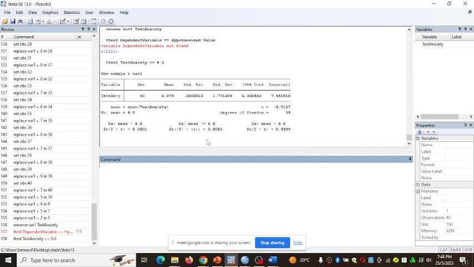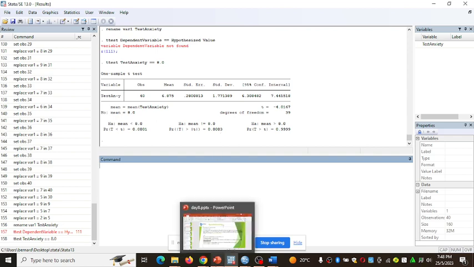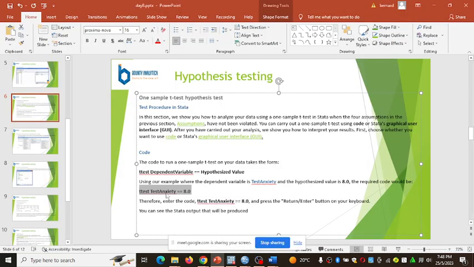Okay. And for this one, the probability or the p-value is 0.0003. The p-value is less than alpha of 0.5. So we make conclusions based on that part.